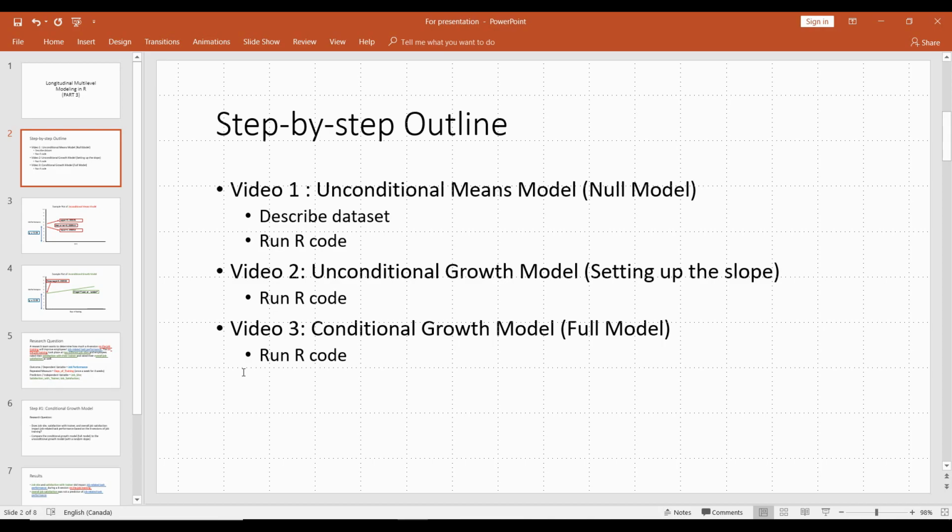So in the first two videos, we did a step-by-step process on building your multi-level model in R. First video was putting together the unconditional means model, and video 2 was putting together the unconditional growth model. Video 1 was just setting up the intercept and the grand mean, and then video 2 was setting up the appropriate slope that would fit the model. And now finally in this last video, video 3, we'll be doing the full model, or the conditional growth model, which will include all the predictors from our research question.